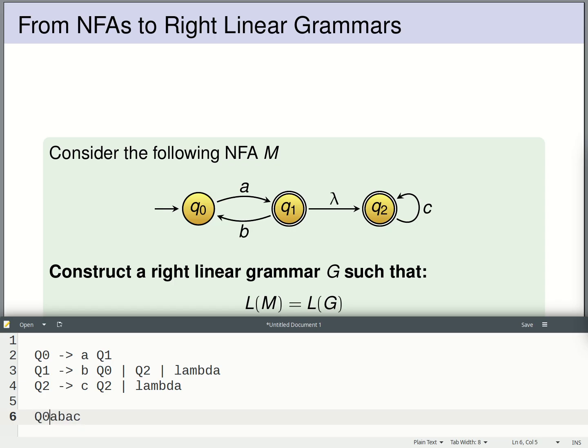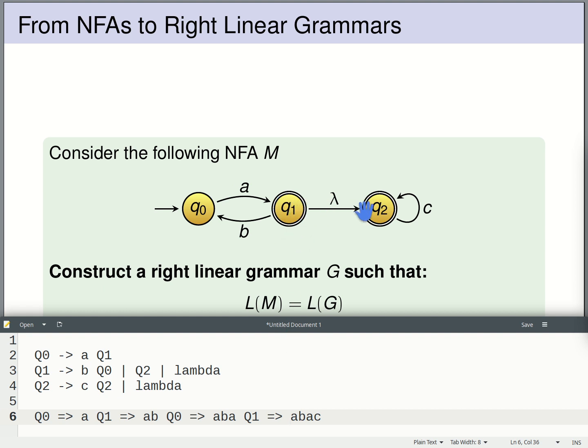We start with Q0. From Q0, we derive A, Q1. Then from Q1, we will derive B, Q0. So we get A, B, Q0. Then we derive again A, Q1. So we have A, B, A, Q1.